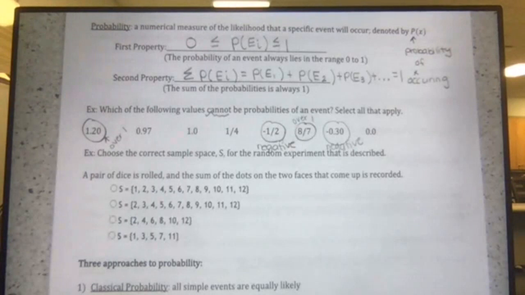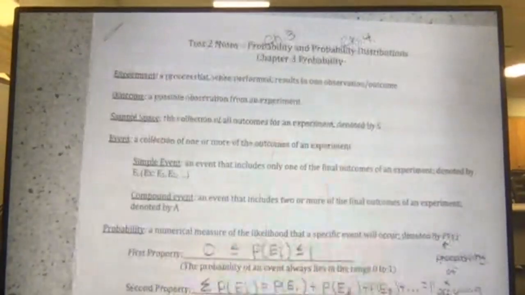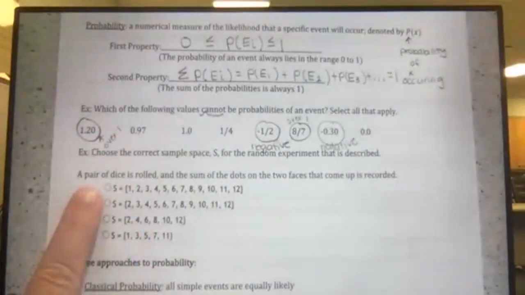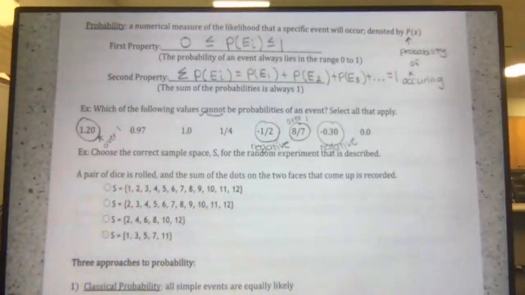All right, stop me if you have a question. If not, I'm going to keep rolling. So the next example, choose the correct sample space, which is S, for the random experiment that is described. Remember, S up here is the collection of all outcomes, so all possible outcomes. So what are the possible outcomes if a pair of dice is rolled and the sum of the dots on the two faces that come up is recorded?